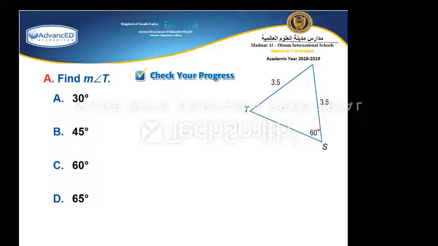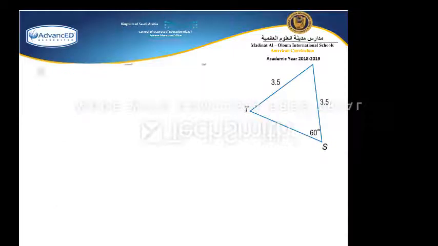In this triangle, how to find the measure of angle T? Here we have two sides that are congruent, each side equals 3.5, and the measure of angle S equals 60 degrees. Then this triangle is also an isosceles triangle. Then the base angles are congruent, so angle T equals angle S equals 60 degrees. Then the third angle also equals 60 degrees. So the measure of angle T equals 60 degrees.